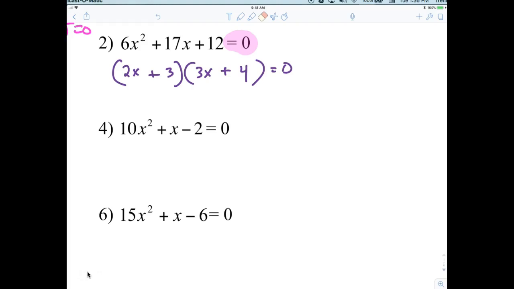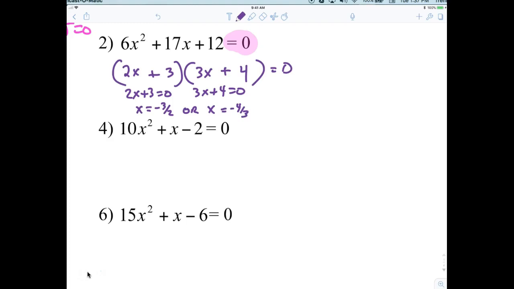Now, after I've done that, the only thing different is we're setting the individual factors equal to 0. So watch what I'm telling you now. Underneath that, you're going to write 2x plus 3 equals 0, 3x plus 4 equals 0. Is everybody with me on that? So now, my answer is x can equal negative 3/2, or x can equal what?